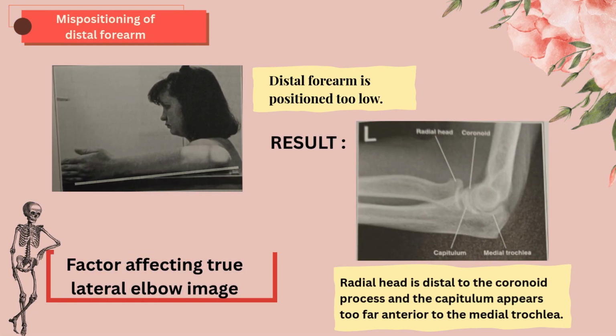The first factor affecting true lateral of elbow is mispositioning of the distal forearm. As we can see, this is what will happen when we position the patient's distal forearm too low. The radial head is distal to the coronoid process and the capitulum will appear too far anterior to the medial trochlea.